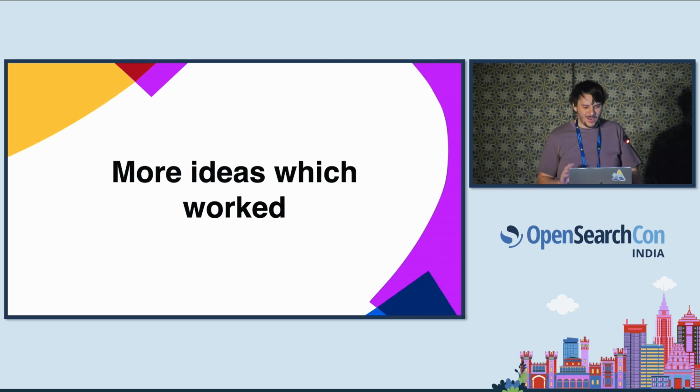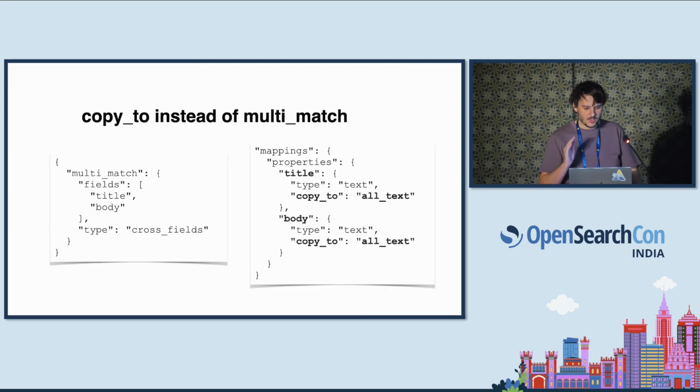Now, I've gone through a bunch of ideas. We had a bunch more ideas. I'm just going to blast through these as quickly as possible that worked well for us. Copy to instead of multi-match, so if you're searching across multiple fields you can copy the fields into a single one and just search that. We saw about a 30% improvement when we did this. It does have relevance implications of doing this though.